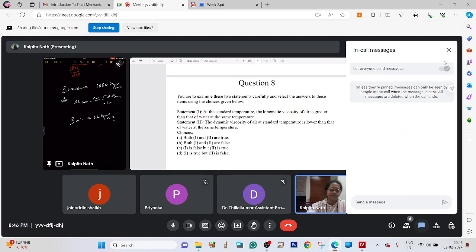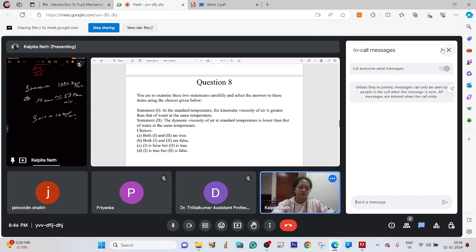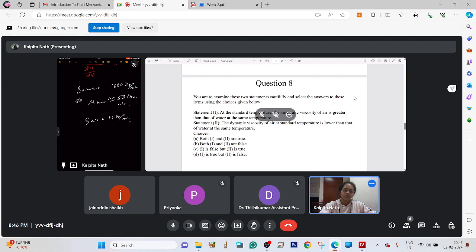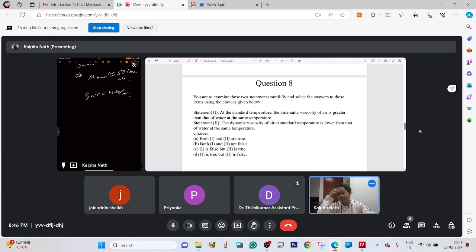Anyone who can answer? Both correct, ma'am. No. Acha, both are true. So can you tell me how did you find that at standard temperature the kinematic viscosity of air is greater than that for water? How have you solved it?